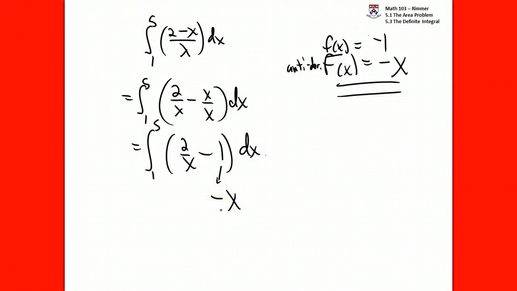What function has 2 over x as its derivative? When have we ever seen x on the denominator?